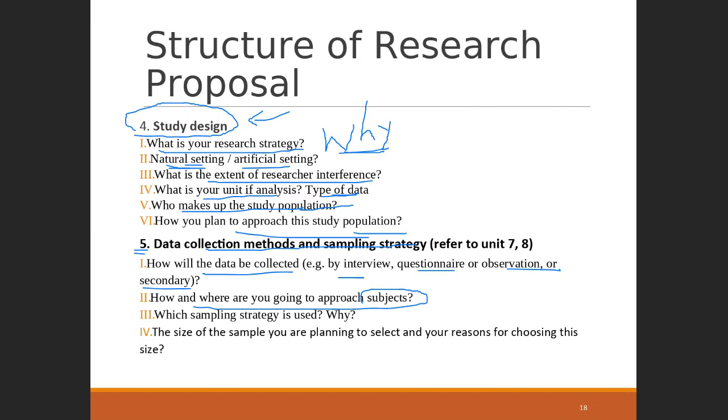For instance, if you're conducting research on students, you need to tell us how you will approach those students. Will you approach them during the class, after the class, in cafeterias, in the library, or simply in the WeChat groups? How will you approach them? Which sampling strategy is used and why?